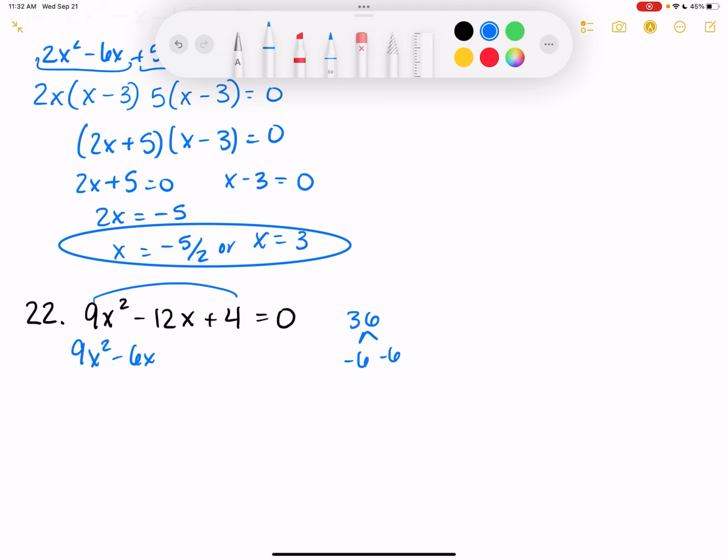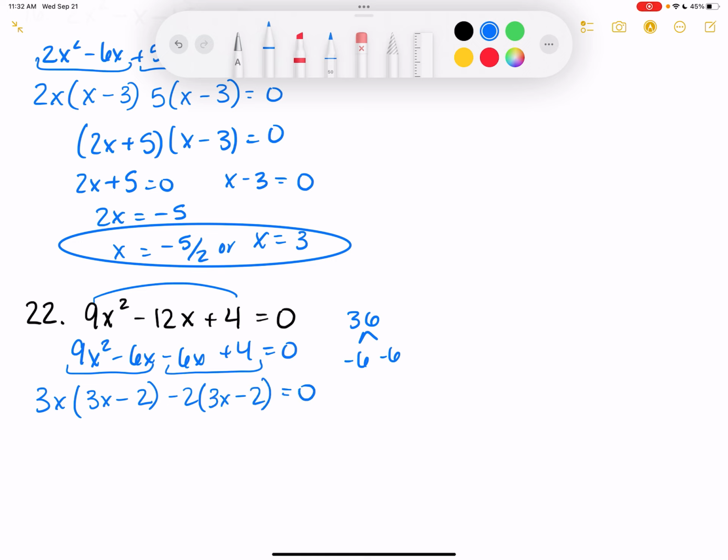9x squared minus 6x minus 6x plus 4 equals 0. So then I just need to take stuff out. I can take a 3x out of the first ones. So 3x times 3x minus 2. Take out a negative 2, 3x minus 2. So then, oh, well, this is nice. Could have paid attention early enough. This is a perfect square trinomial, but oh well. 3x minus 2, and it's going to end up being squared because that's what both of them are going to be, is equal to 0.